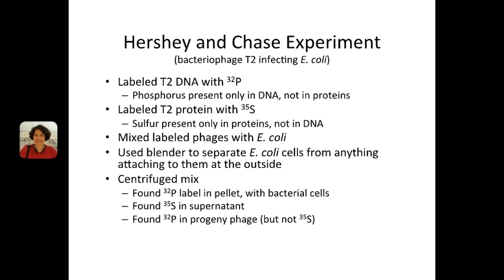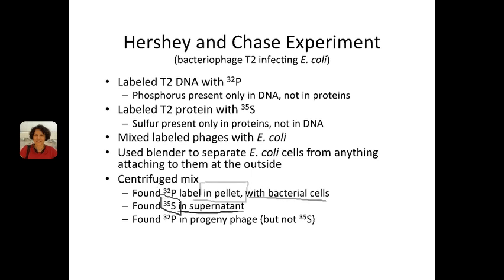And after they did that, they centrifuged the mixes separately. So they centrifuged the mix that had the P32 labeled phages, and they centrifuged the mix that had the S35 labeled phages. And when they looked at their results, they found that when they had used P32 to label the phages, they could find the label in the pellet of the tube together with the bacterial cells. If, on the other hand, they had used S35, then the label would be found in the supernatant, which is above the bacterial cells.